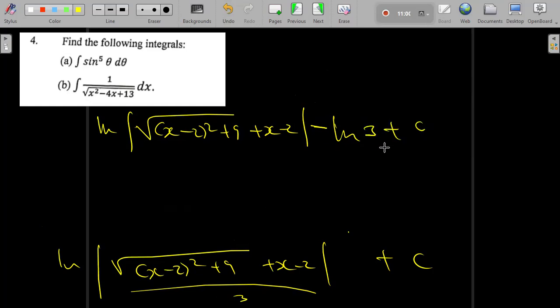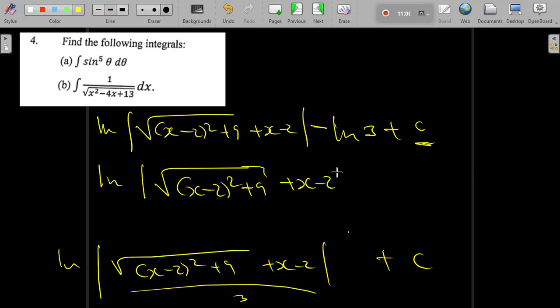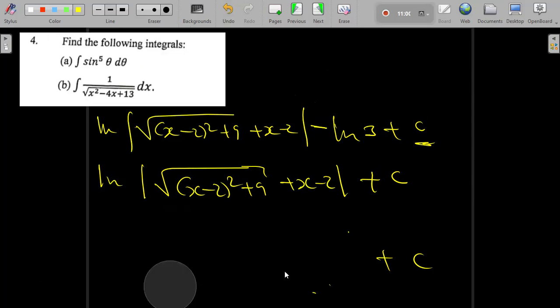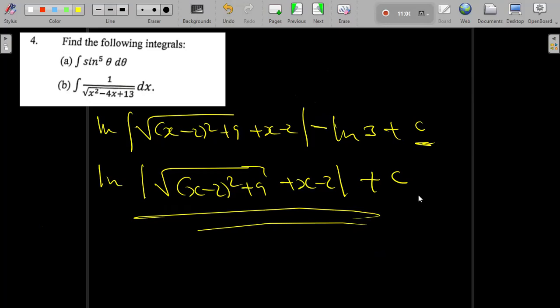But ln of 3 is just a constant, meaning it can be absorbed in this constant c. So you just have a constant altogether. You are left with ln of the square root of (x minus 2) squared plus 9, plus x minus 2, then plus my constant c, because it has been absorbed in there. So this is how we integrate these two questions.